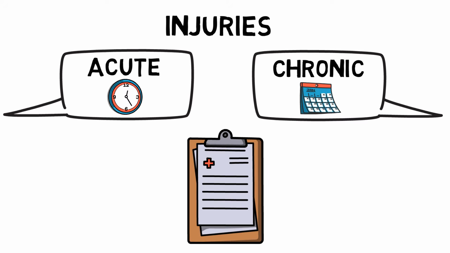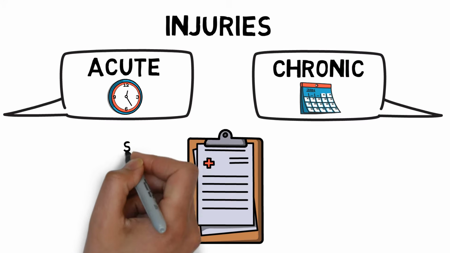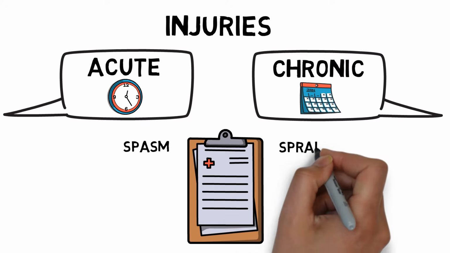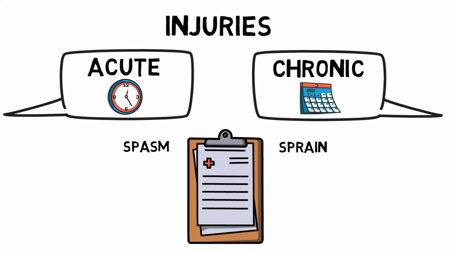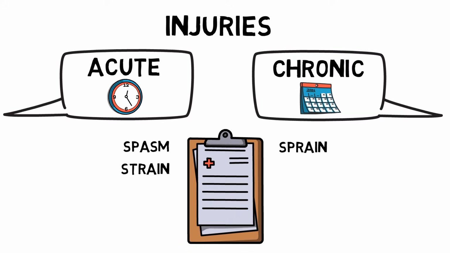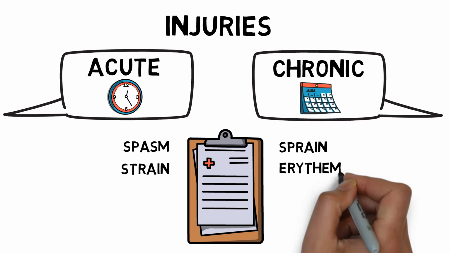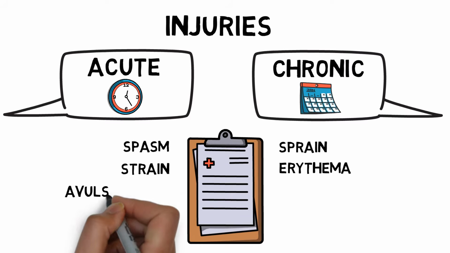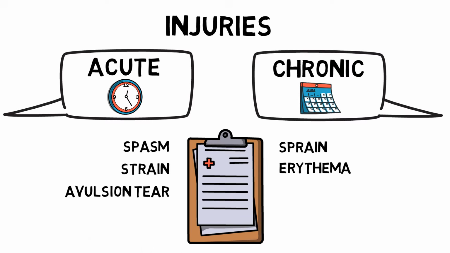Types of injuries include a spasm, which is an involuntary contraction to protect muscles by stopping it moving, a sprain, which is an overstretch of a ligament, a strain, which is an overstretch of a muscle or tendon, erythema, which is reddening of the skin, an avulsion tear, which is a tendon torn off a bone. Oedema refers to excess swelling.